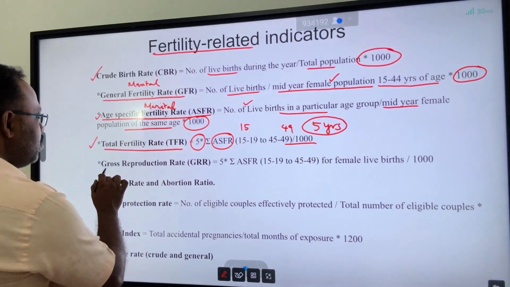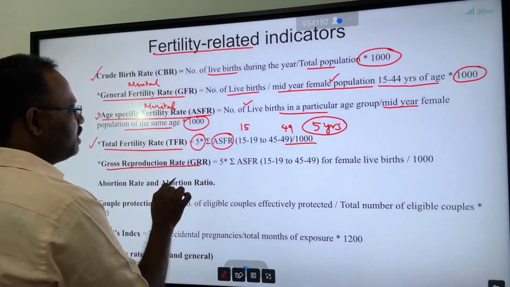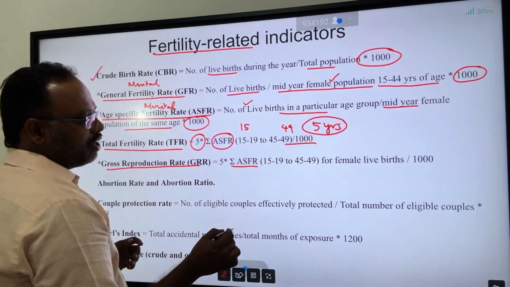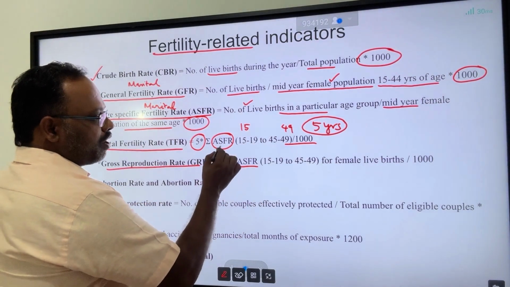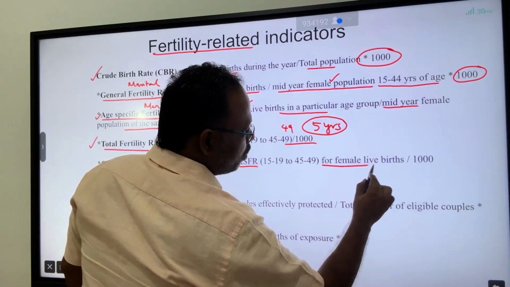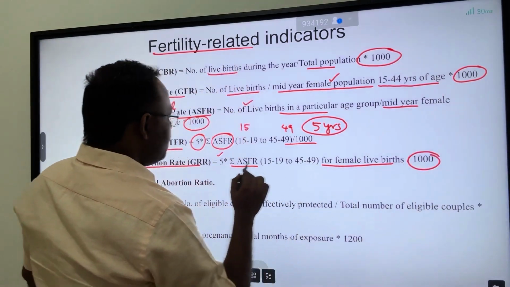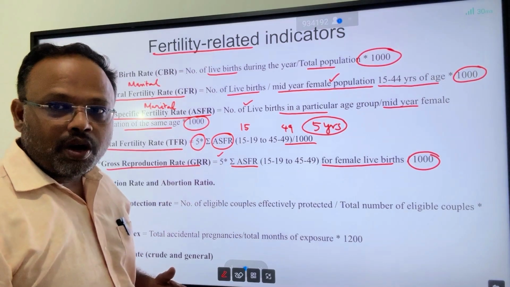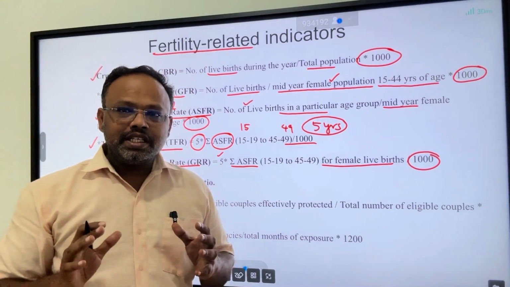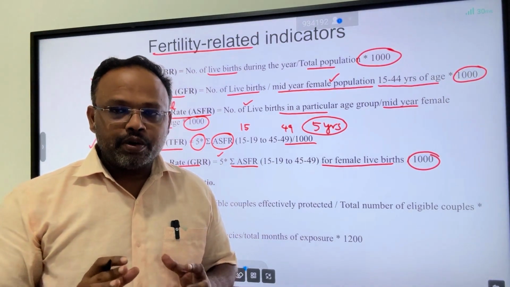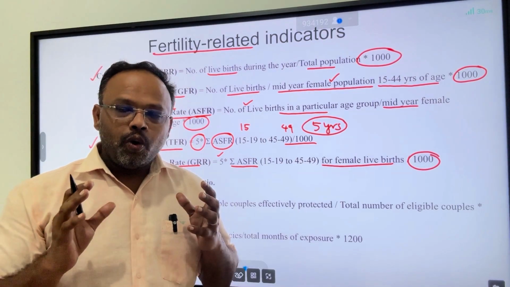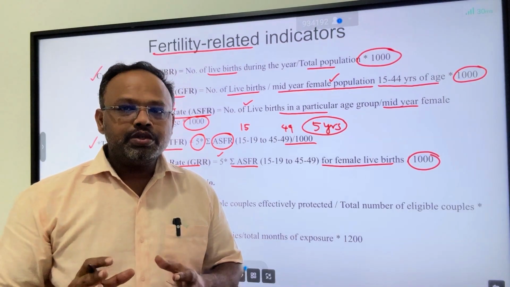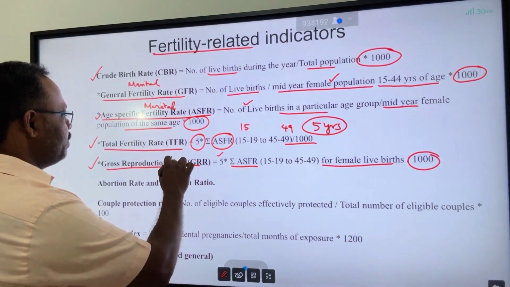Next we move on to the gross reproduction rate, that is GRR, which is calculated again by the summation of age-specific fertility rate multiplied by 5 for female live births alone, divided by 1000. That will yield the gross reproductive rate, calculated by this formula. But what it means is, considering the current fertility and reproductive pattern existing in the country, how many female children the current reproductive female population will produce is the gross reproductive rate.